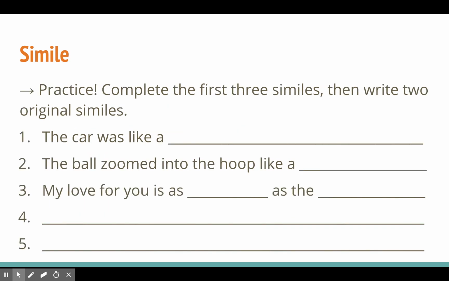Because this is mostly review-based, you're going to do a practice for me right now. Please go ahead and complete the first 3 similes, filling in the rest of the simile however your heart desires, and then I'd like you to write 2 original similes. For the first 3, you're going to finish the sentence: the car was like a blank, creating a comparison to create a simile. For number 2, the ball zoomed into the hoop like a blank. And number 3, my love for you is as blank as the blank. Go ahead and pause the video now so that you can complete that practice.